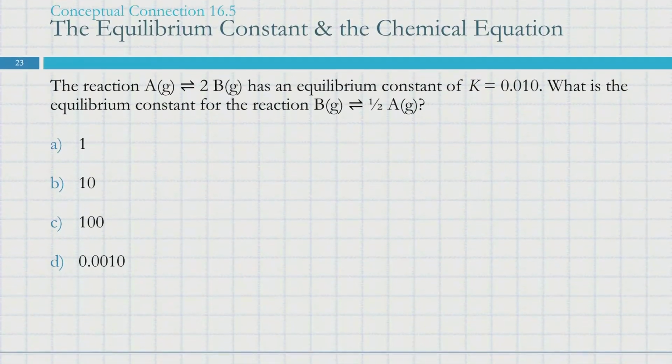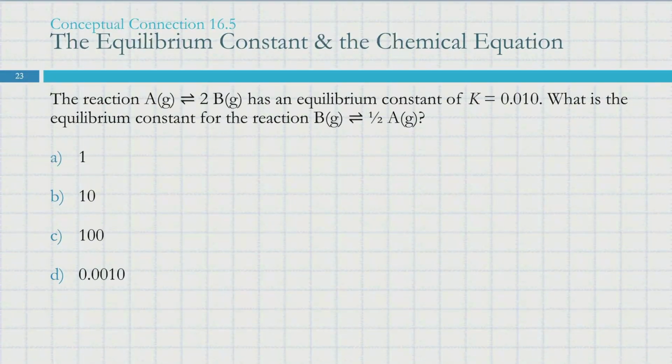All right, let's use some of those rules. We've got the reaction A in equilibrium with 2B. It has an equilibrium constant of K equals 0.010. What is the equilibrium constant for B in equilibrium with 1/2 A? So we're doing two things. Think through what two things we're doing and how those affect it.